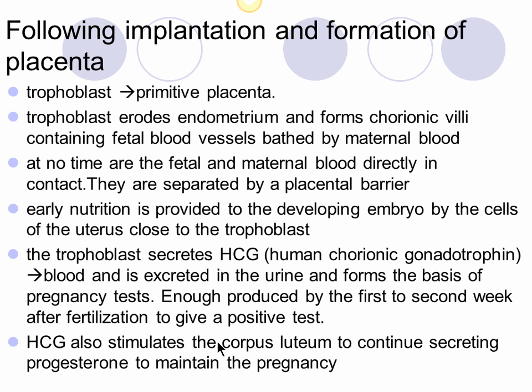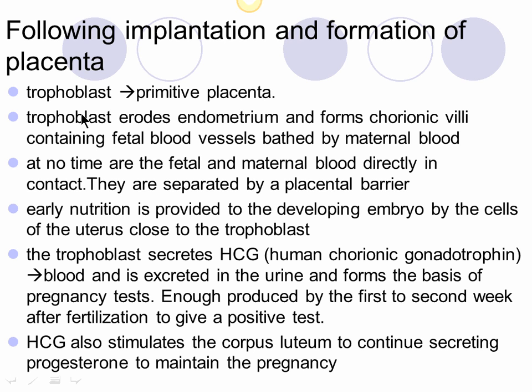So let's see what happens after this. Now, after implantation, we'll first look at how the placenta is formed. First and most important, it's formed from the trophoblast. That's what forms the primitive placenta.